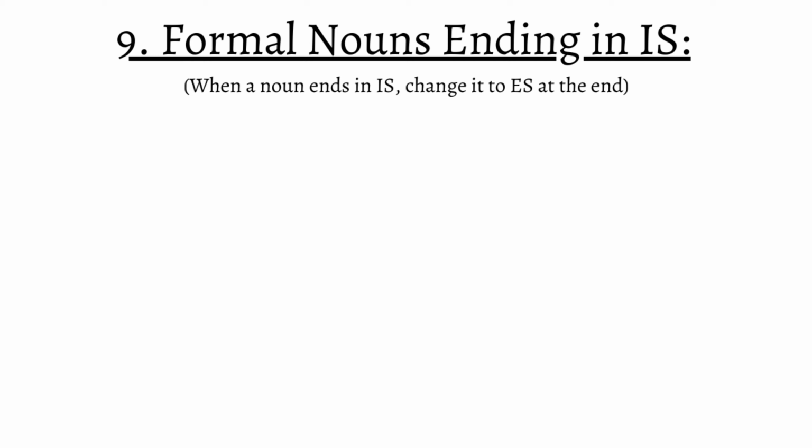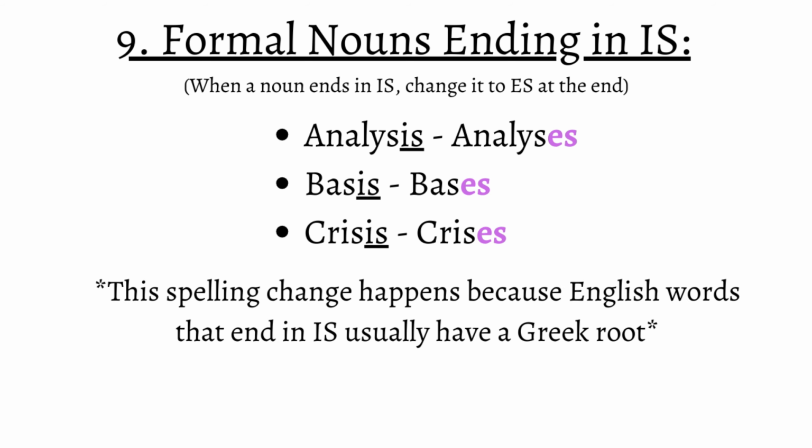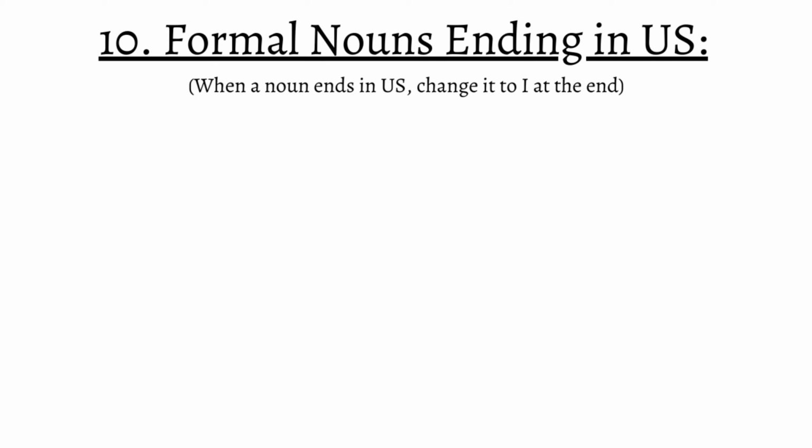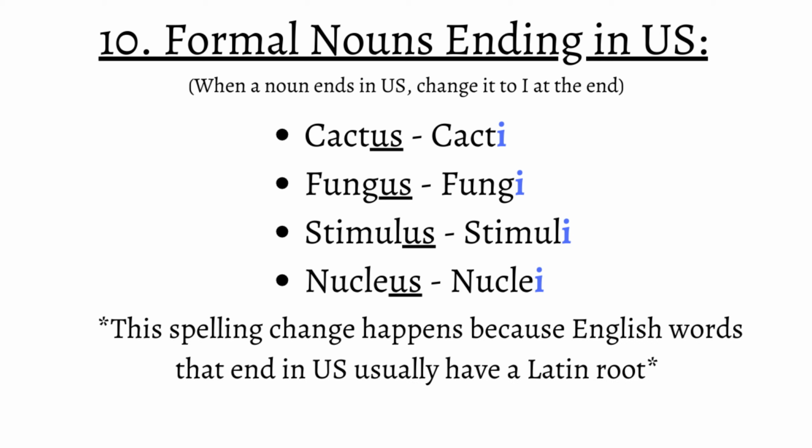When a noun ends in is, we change it to es at the end, like analysis, analyses, basis, bases, and crisis, crises. English words that end in is usually have a Greek root, which is why they have spelling changes. When a noun ends in us, we change it to i, like cactus, cacti, fungus, fungi, stimulus, stimuli, and nucleus, nuclei. English words that end in us usually have a Latin root, which is why they have different spelling changes.